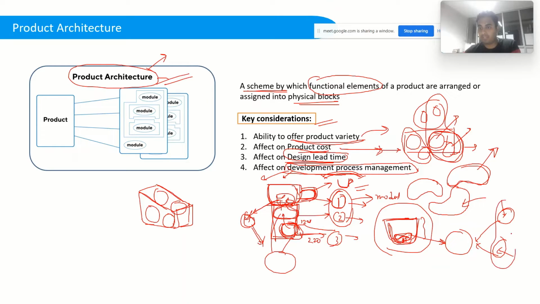Otherwise, if you make it serial, the other way, where this is different and this is different, then this is like a standard and you can easily do it at your end. Products can pass like this.